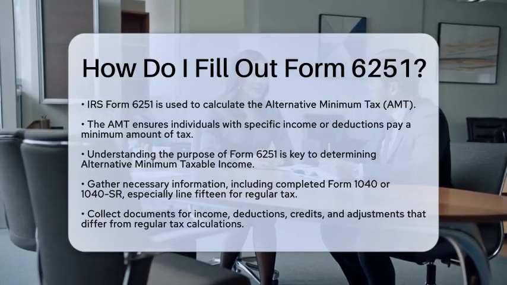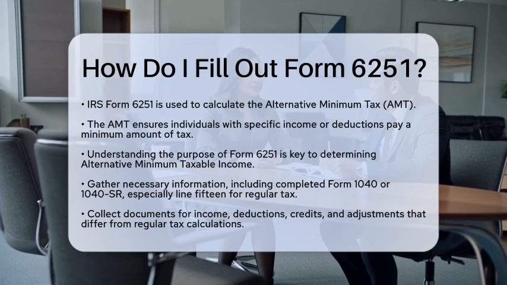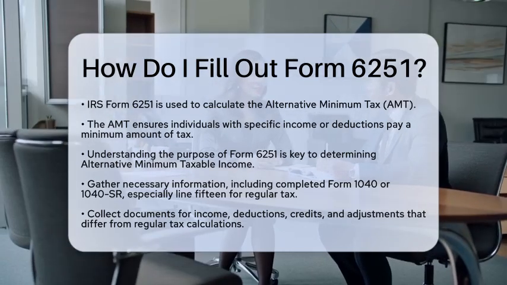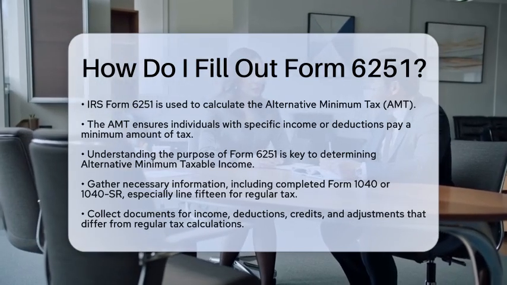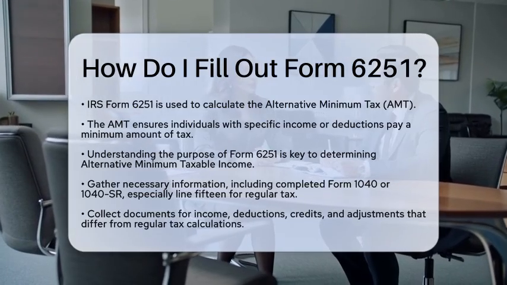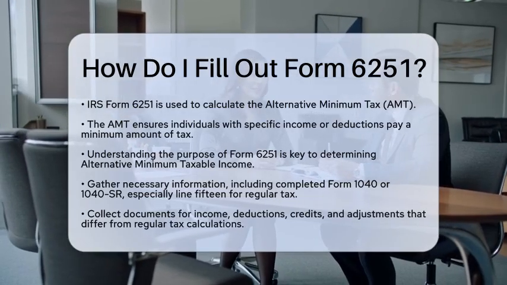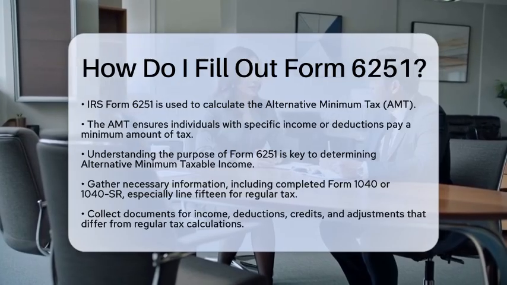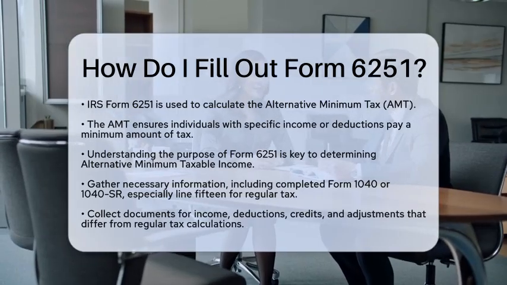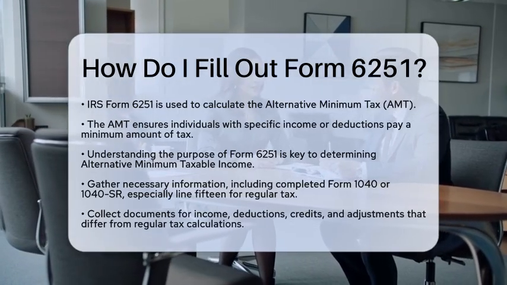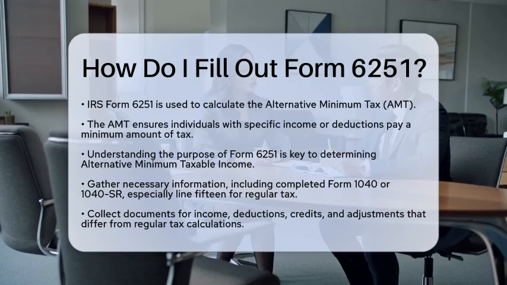First, understand why you need Form 6251. It helps determine your alternative minimum taxable income and calculates any additional tax you owe beyond your regular income tax. You must fill it out if you have income or deductions that trigger AMT rules, like certain tax preference items.